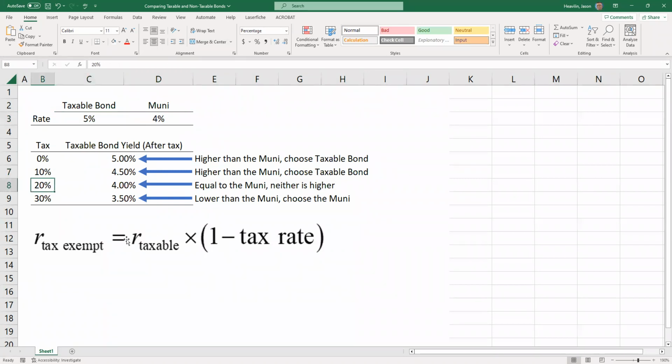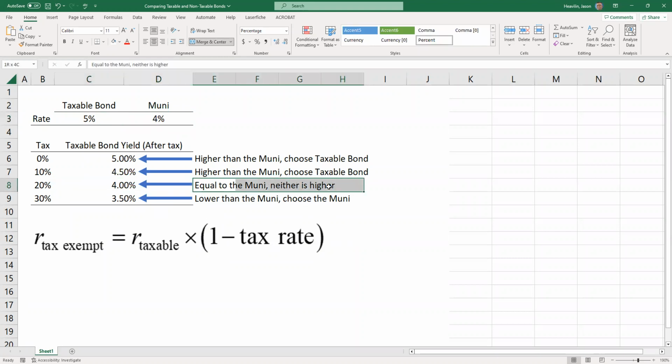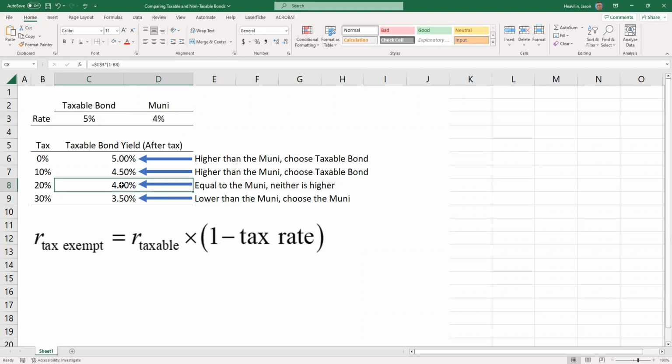What if the tax bracket is 20%? Calculate the right-hand side of the formula, and your taxable bond is now actually yielding 4% after taxes. At this point it is the same, so you can call this the indifference point. So it's equal to the municipal, or muni for short. So neither is higher. You will get the same outcome regardless of which one you buy.